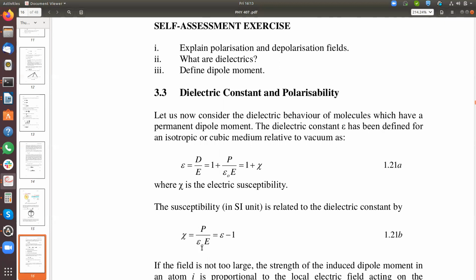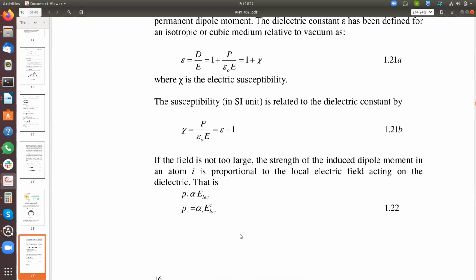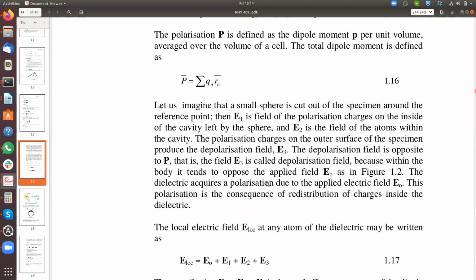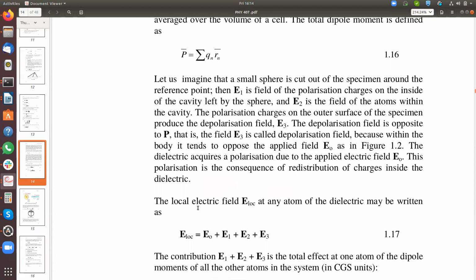Susceptibility is equal to P over epsilon naught E, which now gives us epsilon minus 1. So now there are a few things you need to understand here. If the field is not too large, the strength of the induced dipole moment in an atom i is proportional to the local electric field acting on the dielectric. That is, Pi is directly proportional to this local field. The total field, we have discussed this, E local. We discussed that around this place here, which is the local electric field.